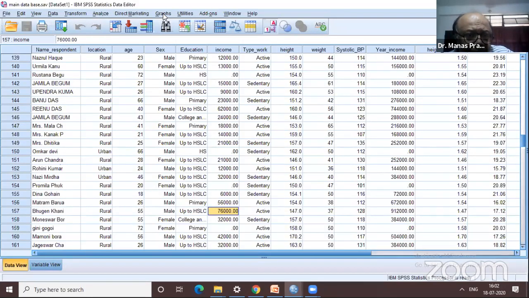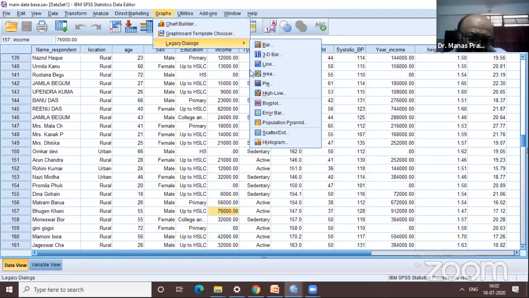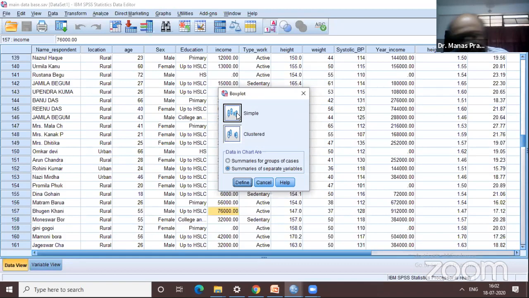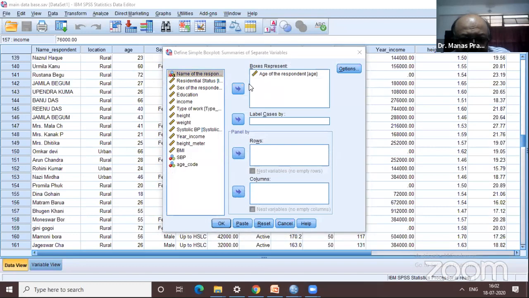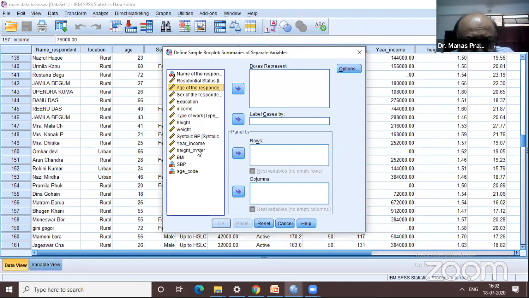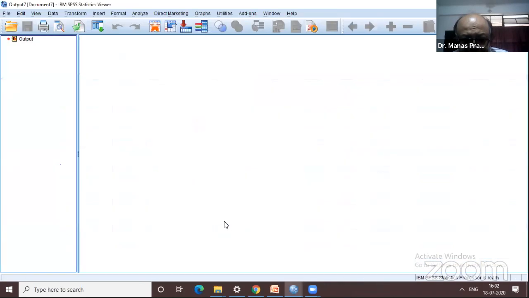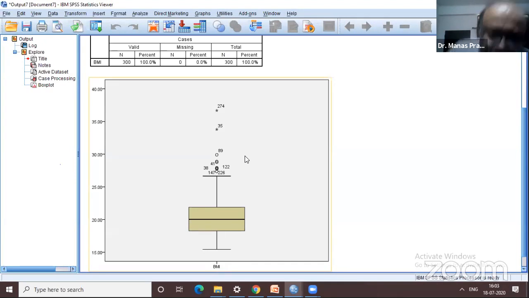For constructing a box plot, I will show you one more time. I have to go to graphs, legacy dialog, then box plot. Then I have to select simple, then summaries of separate variables, then define. Then I select the variable for which I want to construct the box plot. Suppose I want to construct it for BMI. Yesterday we calculated BMI. So click OK. This is a very informative graph. There are some persons whose BMI is very high compared to the rest. So there are extreme observations. So the data most likely does not follow normal distribution.